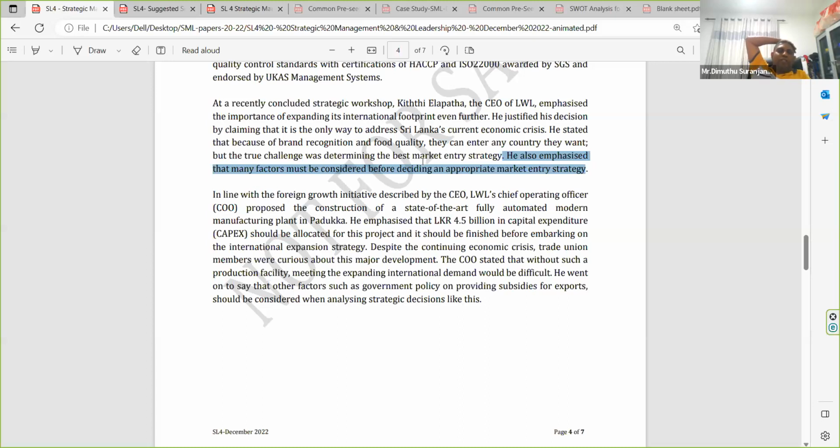He went on to say that other factors such as government policy and providing subsidies for export should be considered when analyzing a strategic decision like this. So already one factor he has given, when you are considering this: international demand, government policy and providing subsidy for export. So already one factor has been given by the examiner himself.